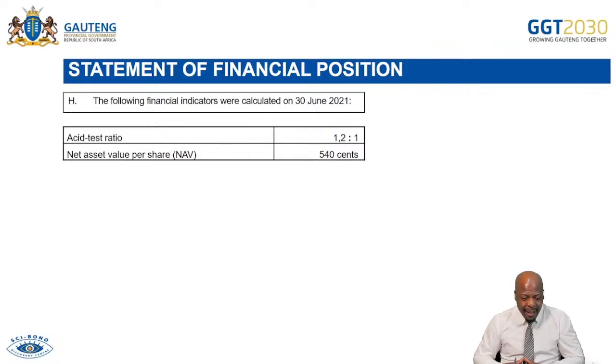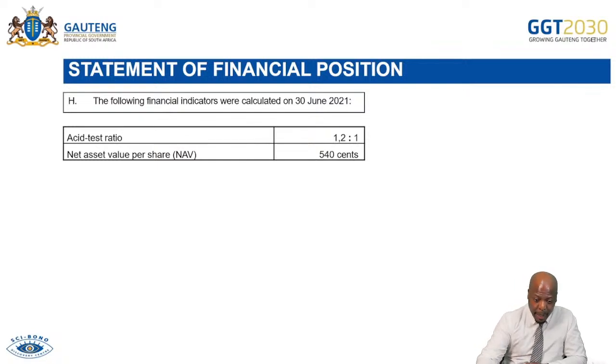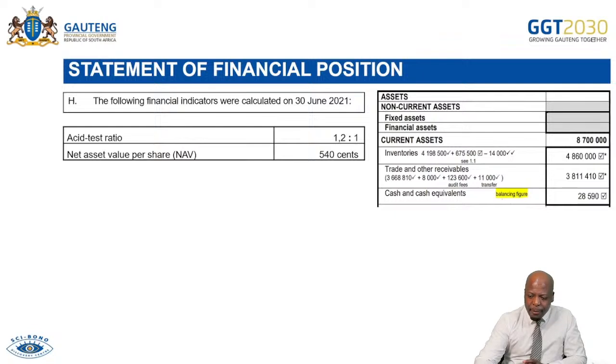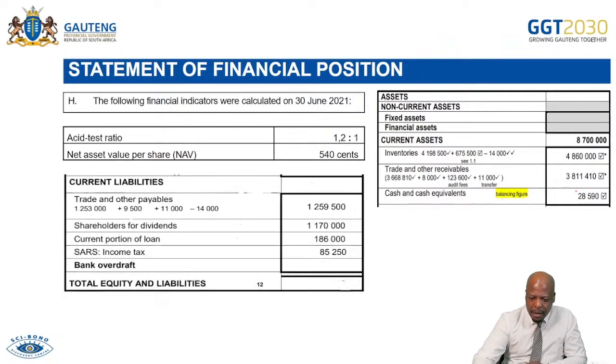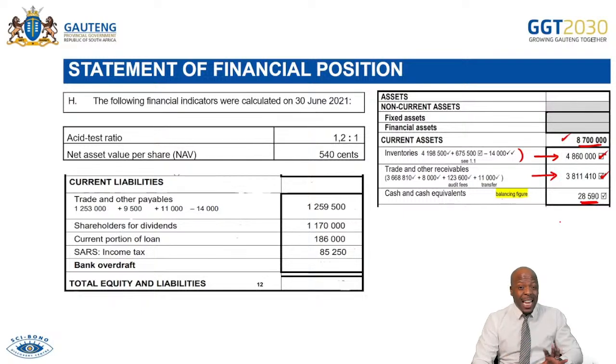In this question, we're given the asset test ratio and the NAV, that is your net asset value per share. I have been explaining this financial indicator for the previous 2 weeks as well. What we have already done, remember, is that we are given amounts already. That is our inventory. Remember, we did this inventory, so it will give us that figure. Trade and other receivables also give us that figure. Are we together? And then cash and cash equivalents is the balancing figure because we are given this 8.7. So you say 8.7 million minus that, and it will give you your cash and cash equivalents, which becomes the balancing figure. So that area was not a problem.